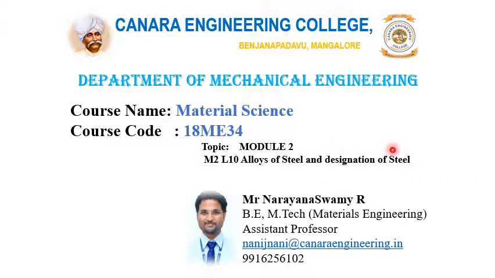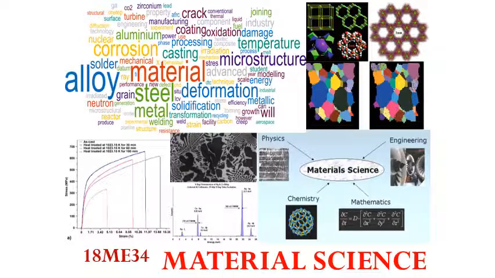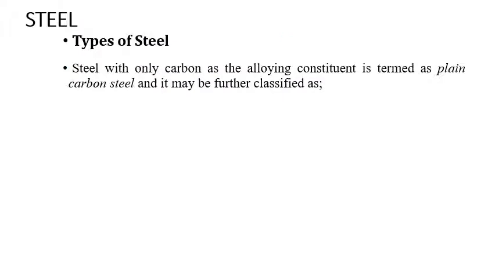Normally, whenever we look into the alloys of steel, say for example ASME 1020, what does that number stand for? Those things we are going to look at in the last part of module number 2, so go through that one. First we'll understand what are the different types of steels we have.